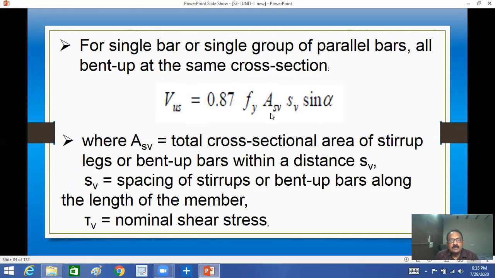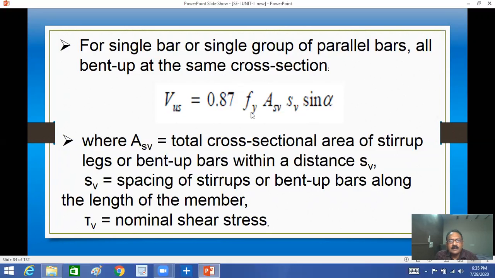This is important only for competitive examinations. Generally, you may not get this question, because this system we are not using now. We are just cutting the bars and keeping bottom and top bars. That's why we are not using it practically. But you should know how to calculate if bent-up bars are given.